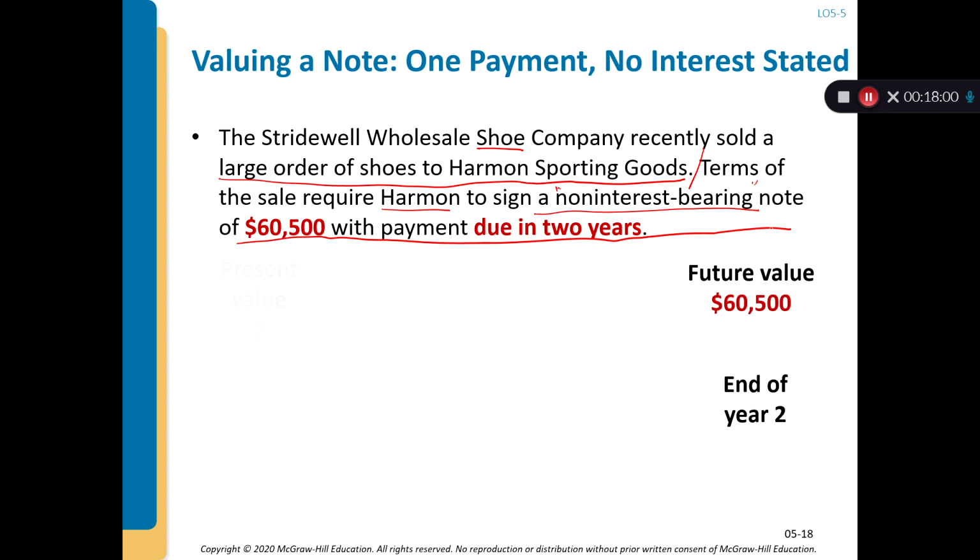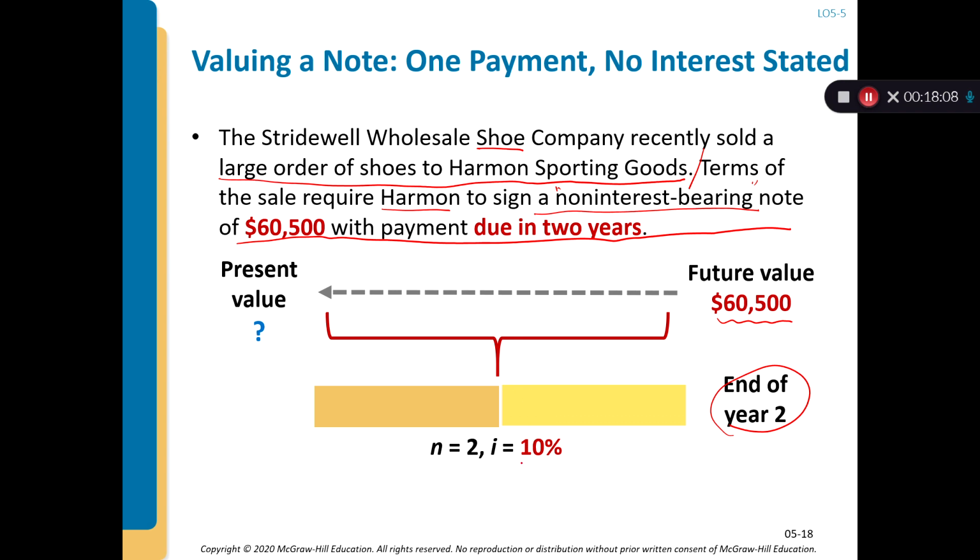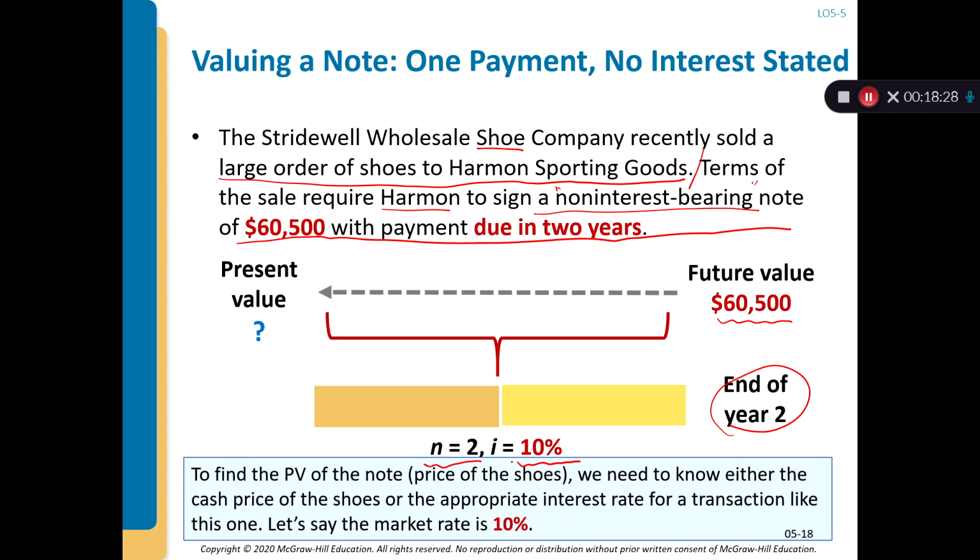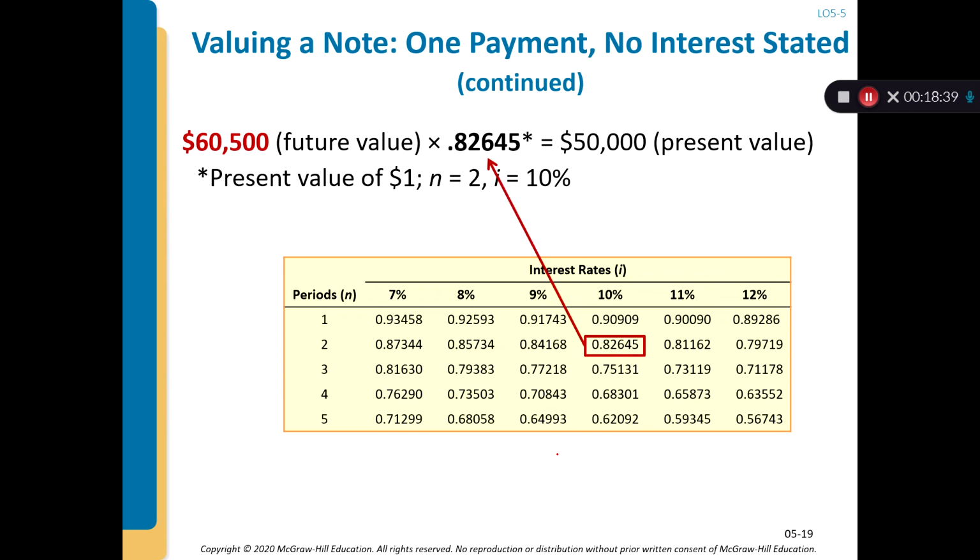So we now know that the future value is $60,500 at the end of 2 years. And you know that the market return is 10%, meaning that if you invested some money now, rather than being paid $60,500 in the future, anywhere else gives a return of 10%. The market rate is 10%, and the period is 2. So simply we can use the present value factor table to find the discounting rate for n equals 2 and I equals 10%.